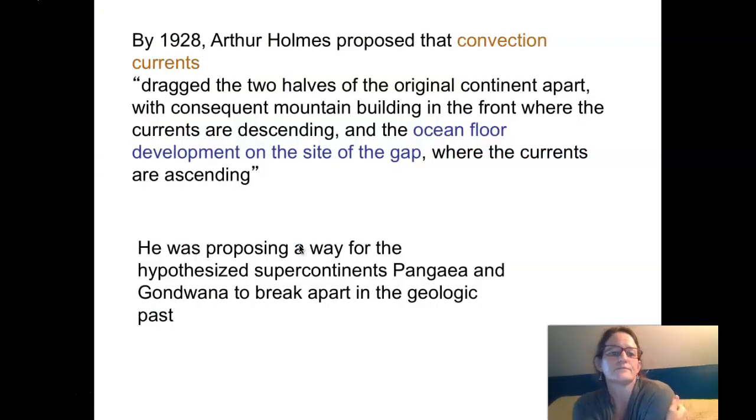It was 1929 when Arthur Holmes, a geophysicist, put forth that there were these convecting currents, that there was flow in the asthenosphere of the solid material, and that the convecting currents would be dragging the plate one way or another. And Arthur Holmes also put together the ideas of these supercontinents, where there are punctuated points in geologic history where the continents came together. So this would be like Pangaea, Gondwana.